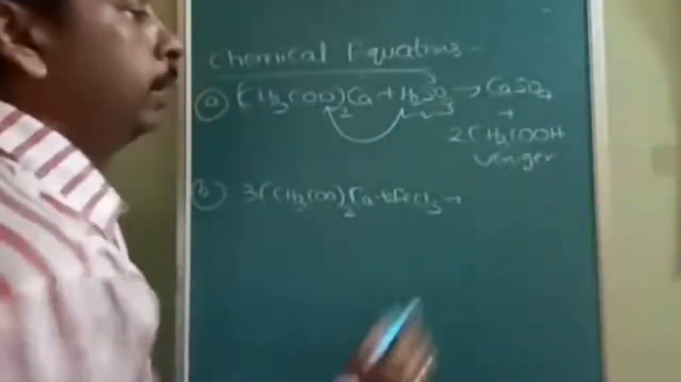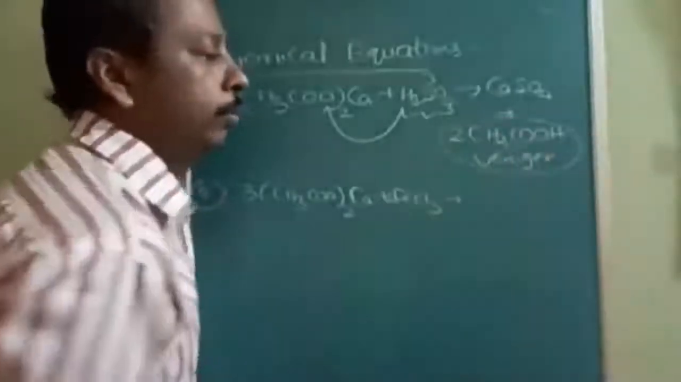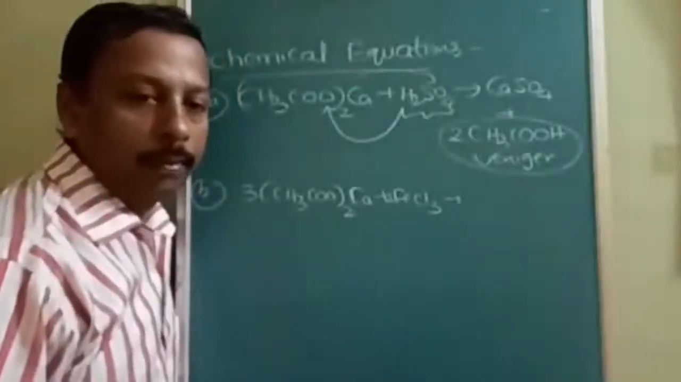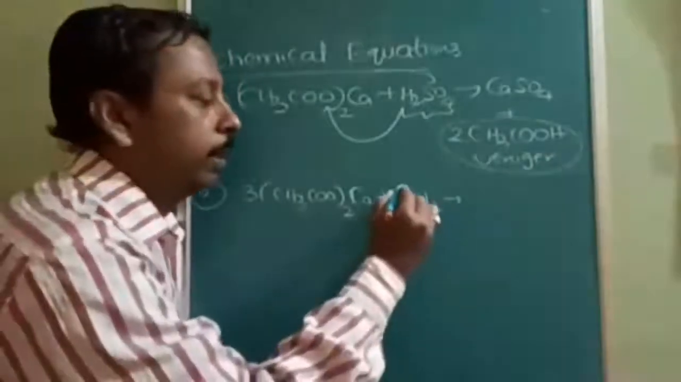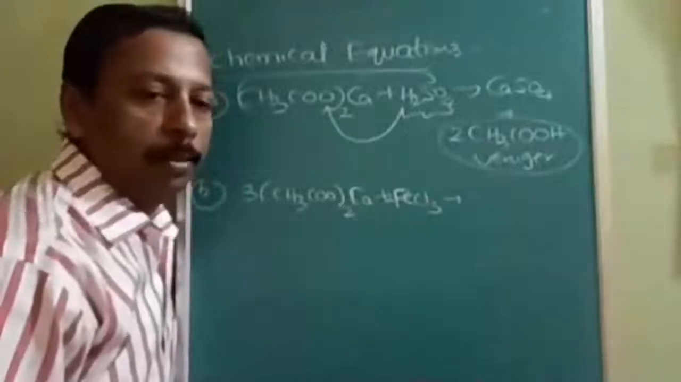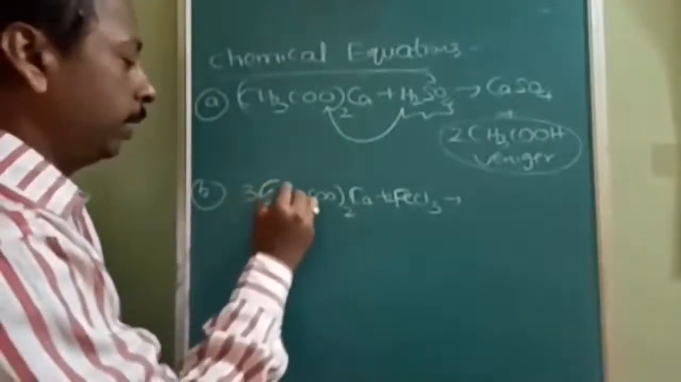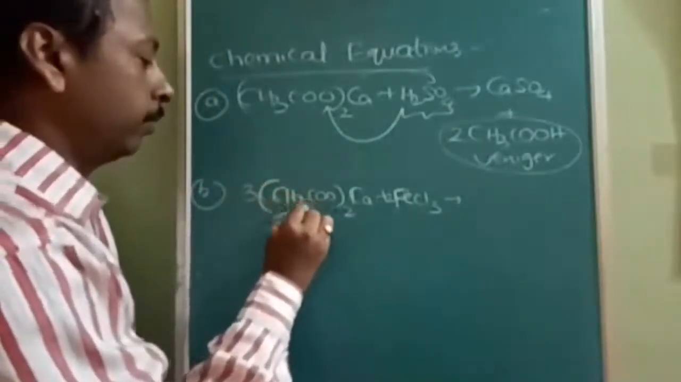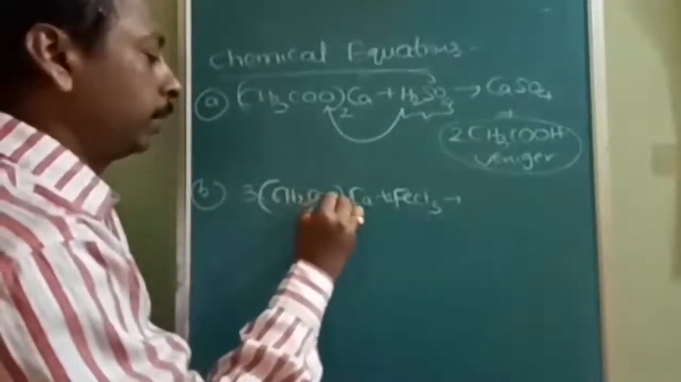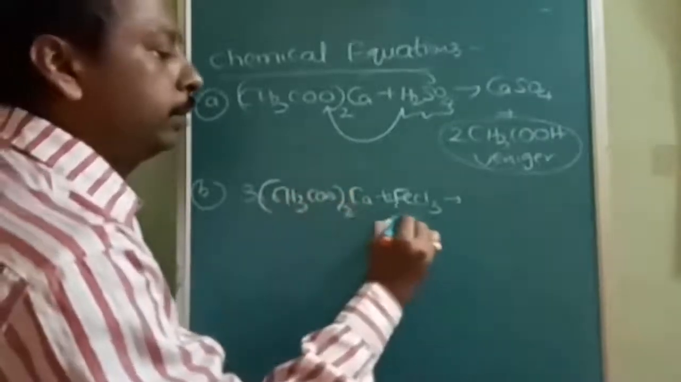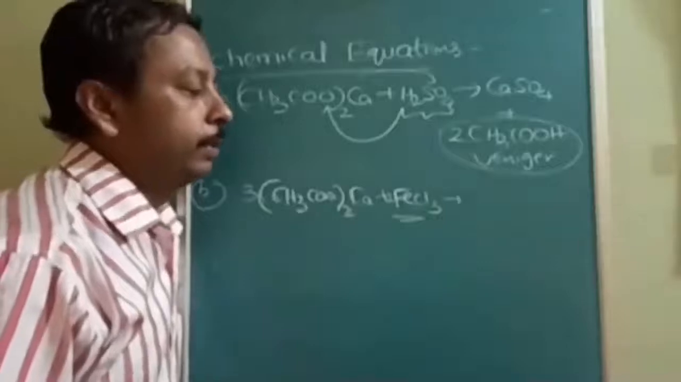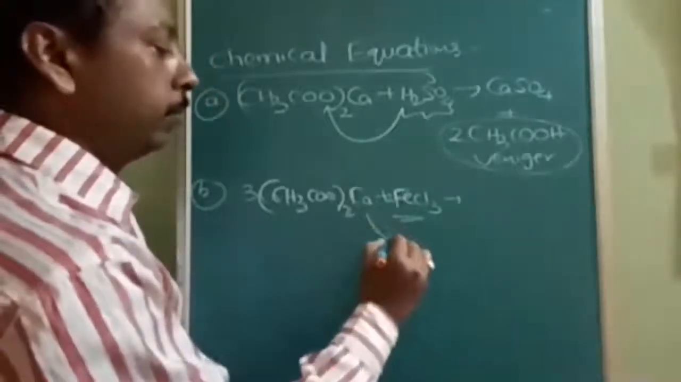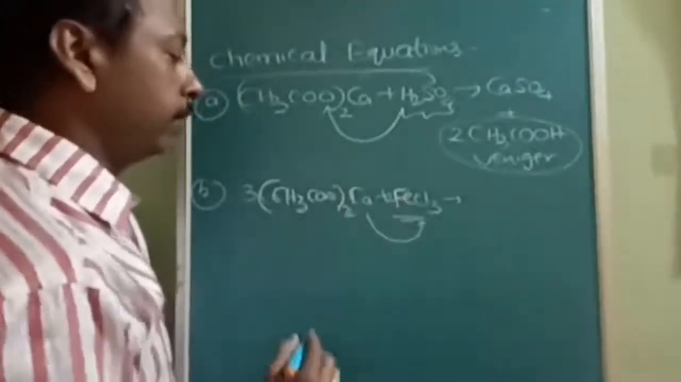Vinegar is formed. Understood? The vinegar smell is due to the formation of acetic acid. What is the next observation we have made? Blood red color. Okay, so when the given salt is added with neutral FeCl3, the blood red color is due to the formation of iron acetate.